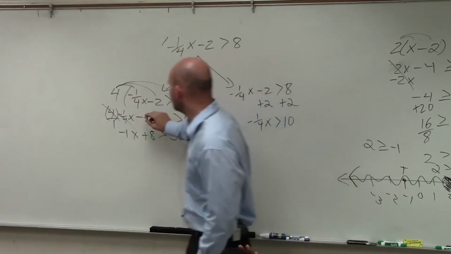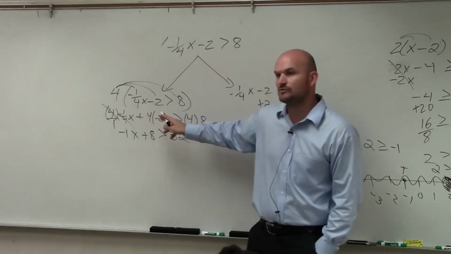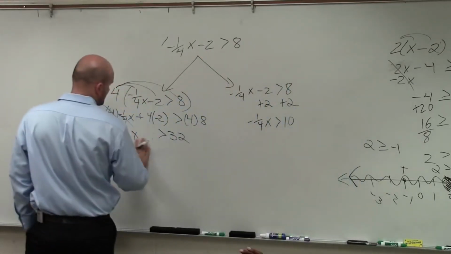Oh, wait, actually, never mind. I did make a mistake there. It's 4 times negative 2, right? So that should be a positive 4... I mean, negative 8. Thank you.